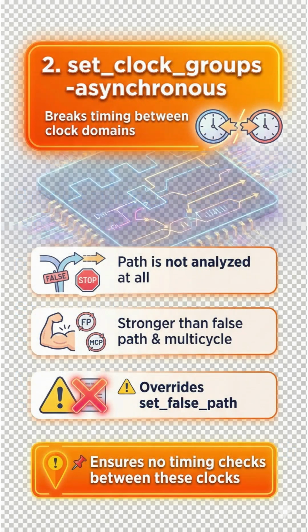This constraint is stronger than both false paths and multicycle paths. If a path is marked asynchronous, any false path applied later is overridden. In simple terms, asynchronous clock groups break timing analysis at the clock level.